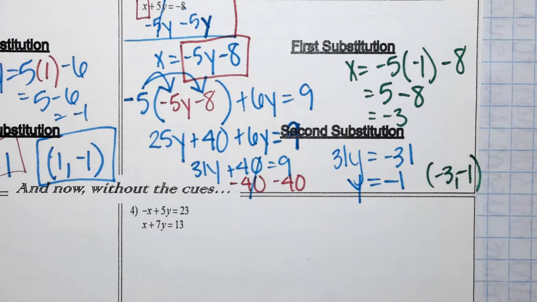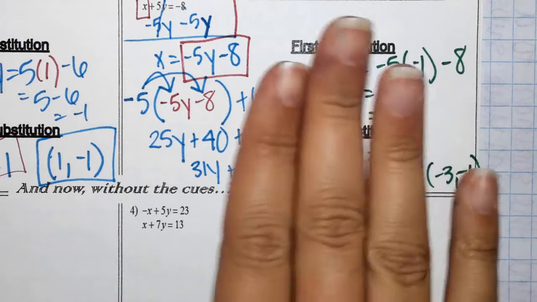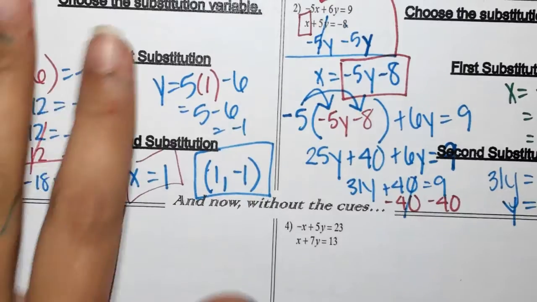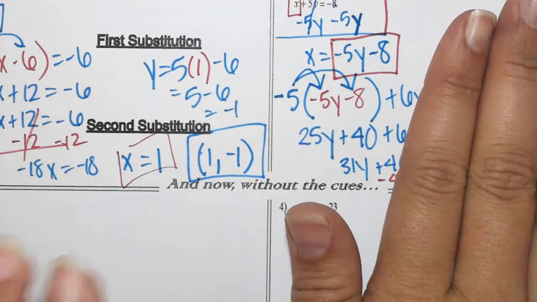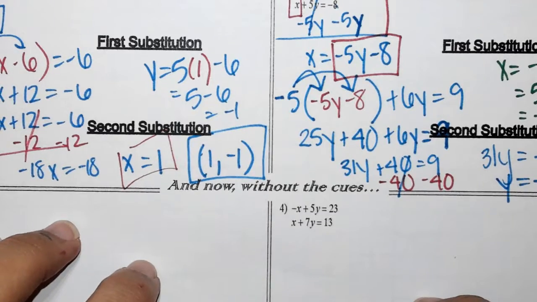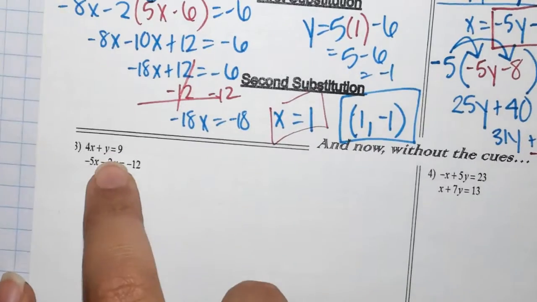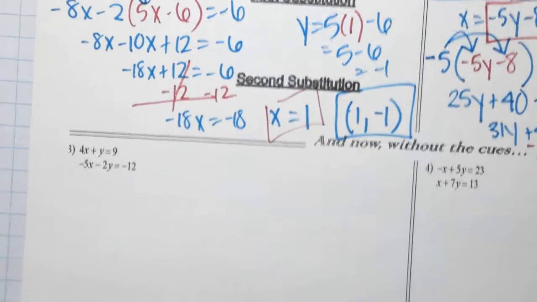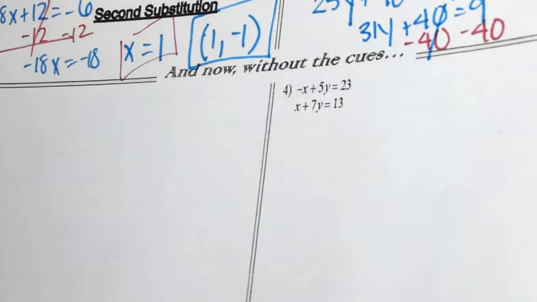Life is tough. Now, I want you to use what we did for number 1 and number 2 and do number 3 and number 4 right now. Number 3 is just like number 1. Number 4 is just like number 2.